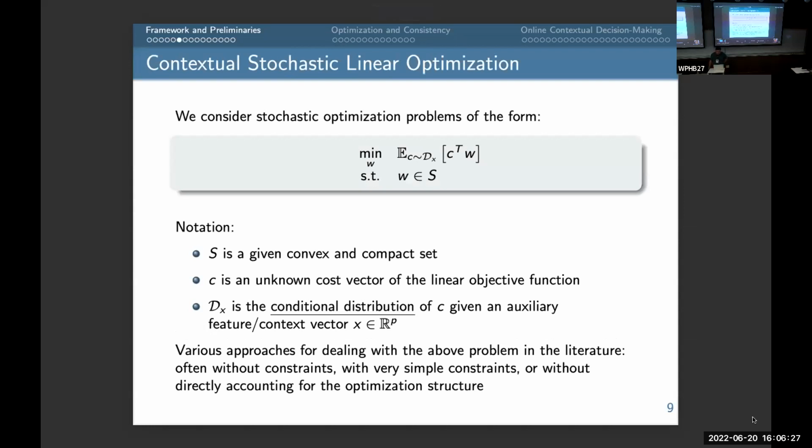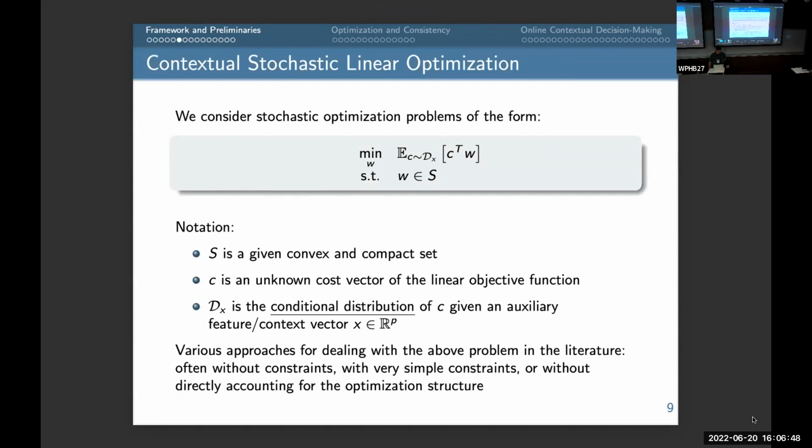Specifically in this talk, I will focus on optimization problems with a linear objective. I consider this stochastic contextual optimization problem where I want to minimize with respect to w the expectation of a linear objective function, conditioned on some feature vector x, right?